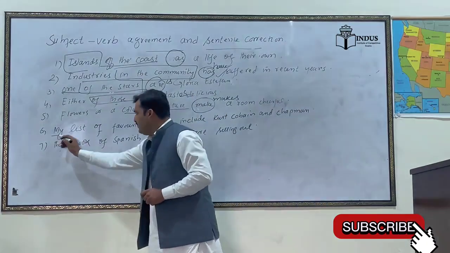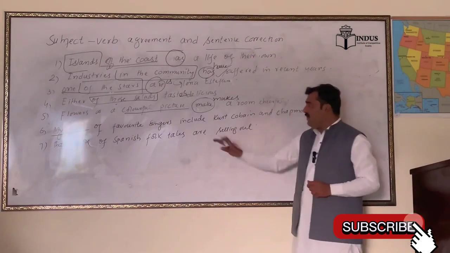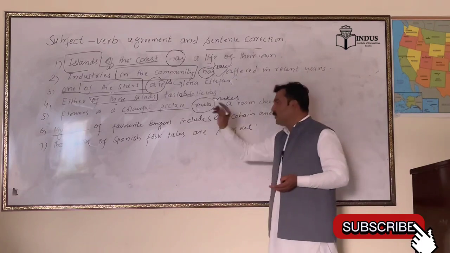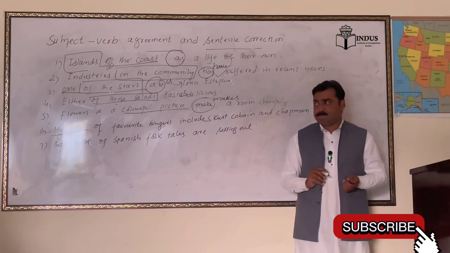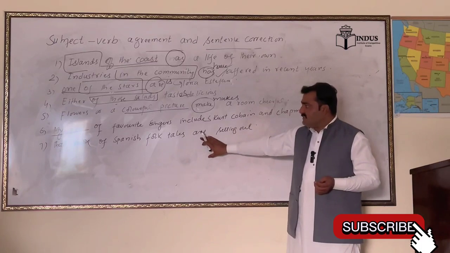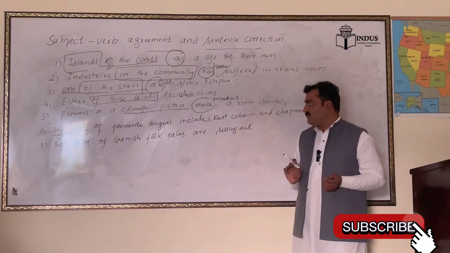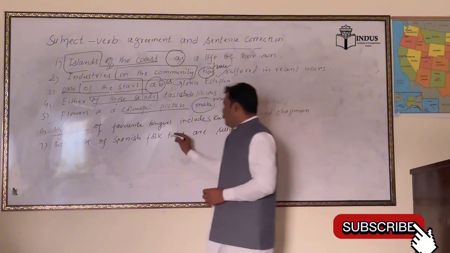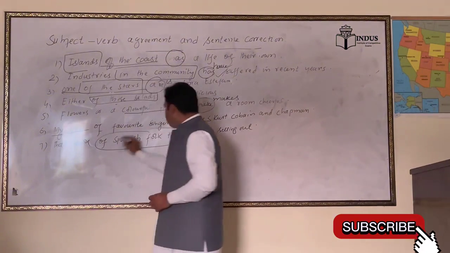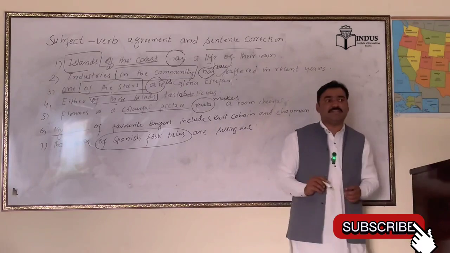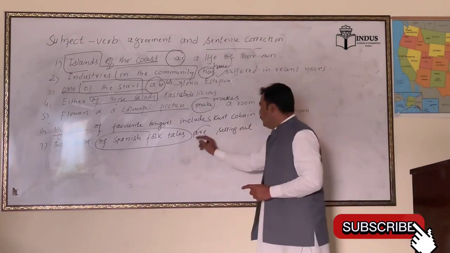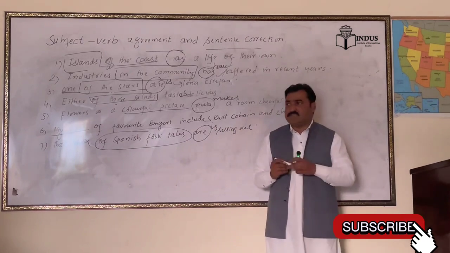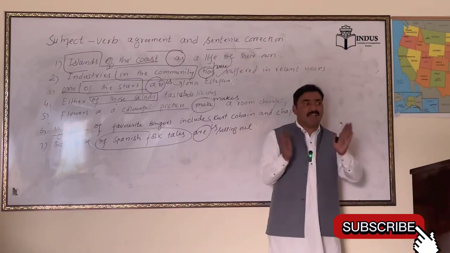The subject of this sentence is my list. Of favorite singers is a plural phrase. So my list includes. Look at the seventh one. That book of Spanish folk tales are selling out. Again, we have a plural phrase between our subject and the verb. So that book is selling out. Got it? So these are the rules of subject-verb agreement.